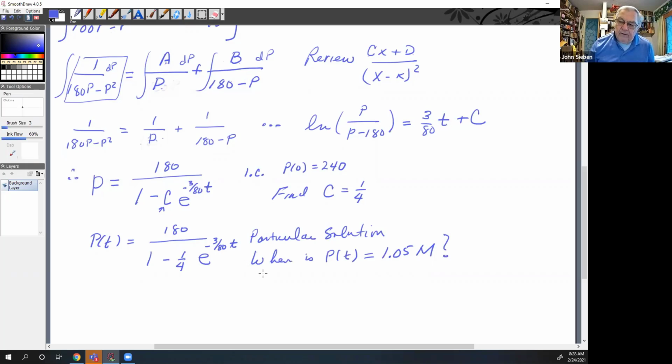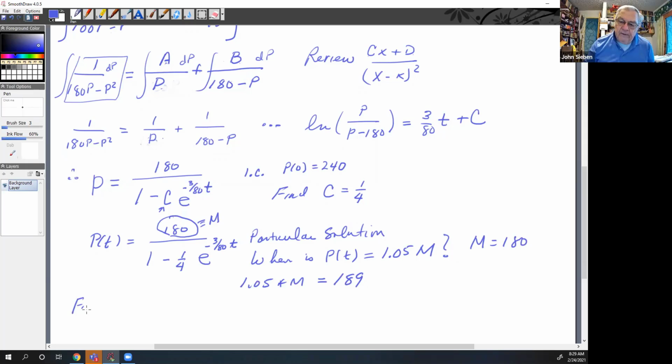Now, before we can answer that, we have to identify m, but this is a logistic equation. And from the form of the equation, we know that when we put the solution into the form that I have it in right here, the numerator is m. So we'll make a note, m is equal to 180. 1.05 times m is equal to, who would know that? Well, you get out your calculator, 189.